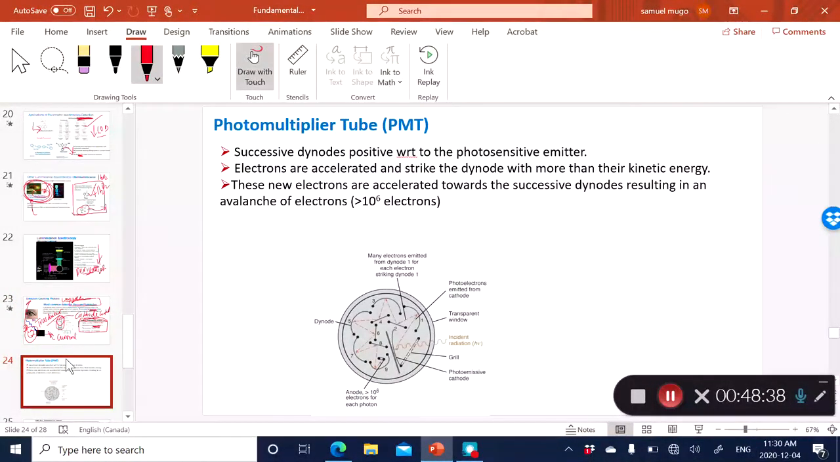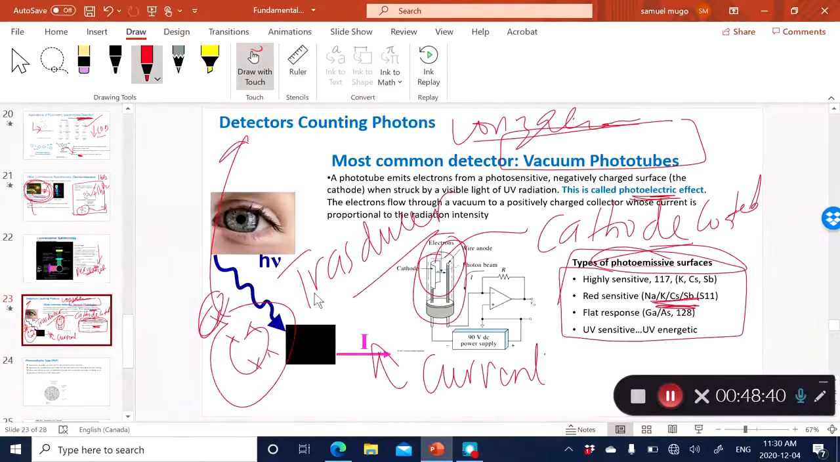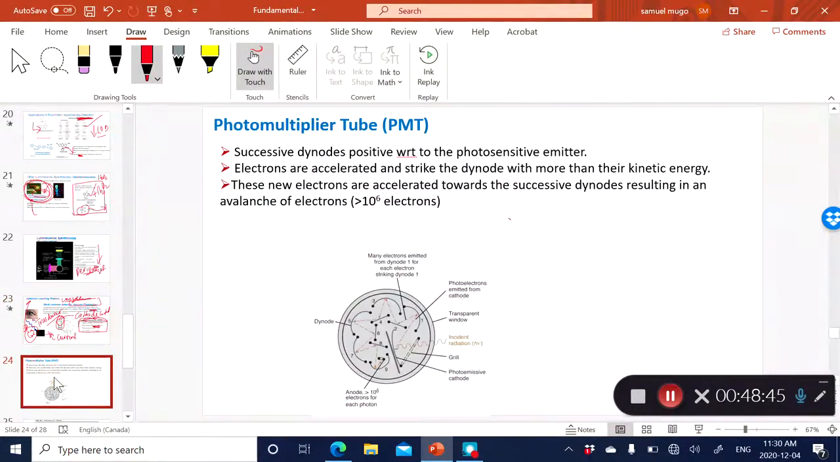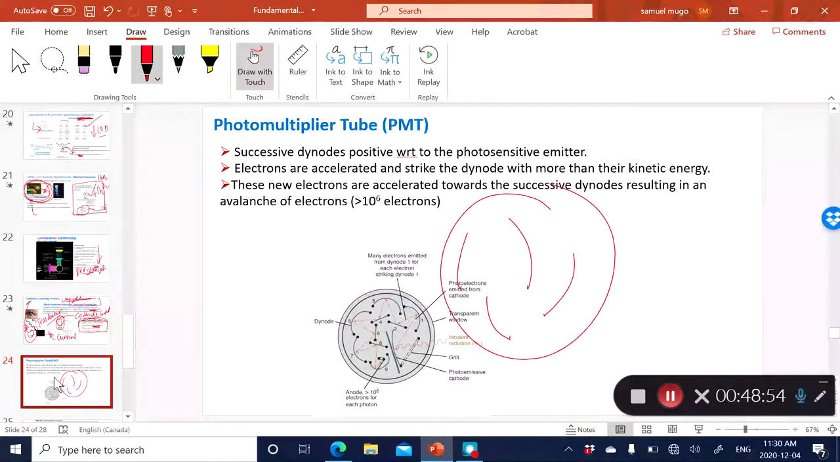Now, to increase the sensitivity of the vacuum phototube, sometimes people just combine many vacuum phototubes inside a tube, and sometimes they call them diodes. So each individual phototube, sometimes called a diode, is put within a tube, and that way you are able to increase the electrons that result.